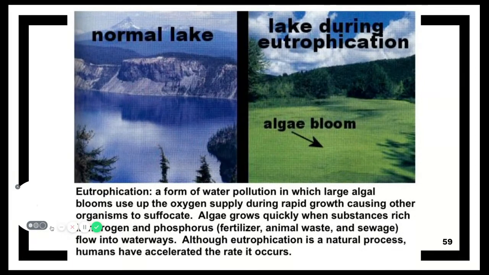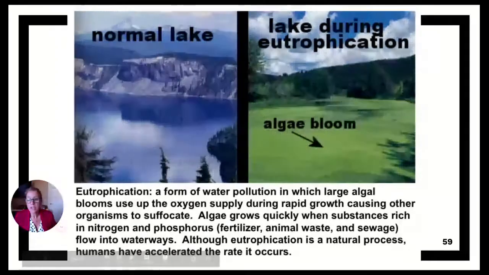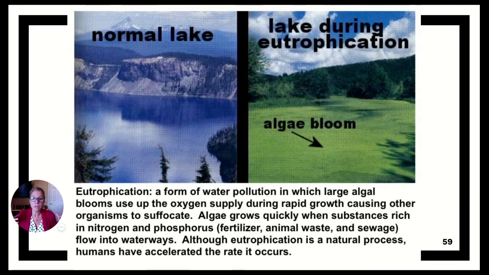Here, let me make myself a little bit smaller because I'm blocking that, and put that away. Okay, so this is a form of water pollution where you get these large algal blooms. So normal lake on the left, okay, eutrophication on the right. So you have a huge algal bloom. And it's not the algae that are sucking the oxygen out of the water, but when they die, the decomposers are. And then as a result of that, there is no oxygen in the lake, and then this causes the death of the lake.